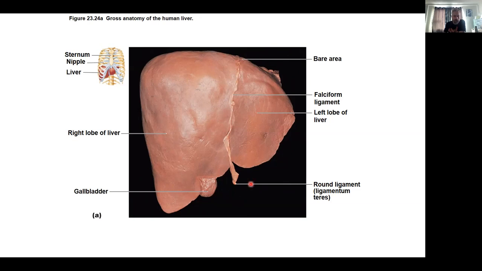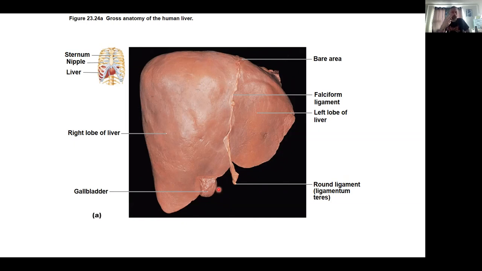We also have this little dude right here, the round ligament, the ligamentum teres. I don't like the term ligamentum teres because there's several of those. Of course, there's also several round ligaments in your body, so they're all equally bad. The round ligament, or the ligamentum teres of the liver, is the remnant of the umbilical vein. So when you were in your mom, you had an umbilical vein and an umbilical artery. That umbilical vein remains here inside as this round ligament. Poking out just at the bottom here, you can see the gallbladder.